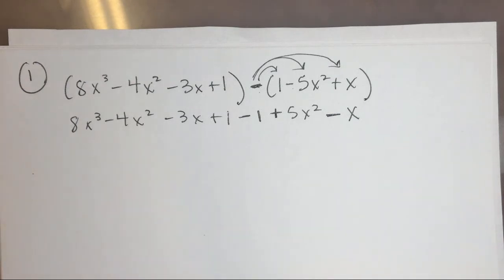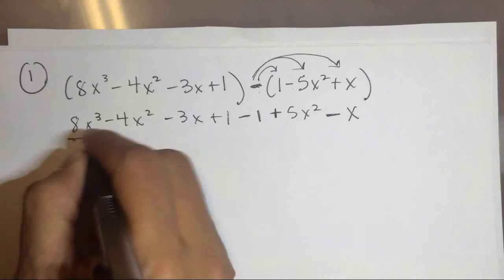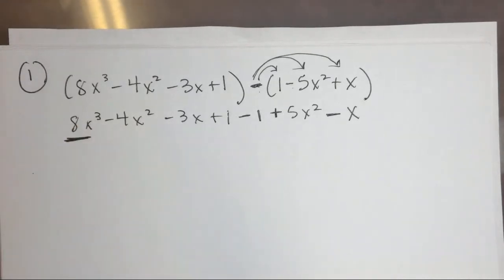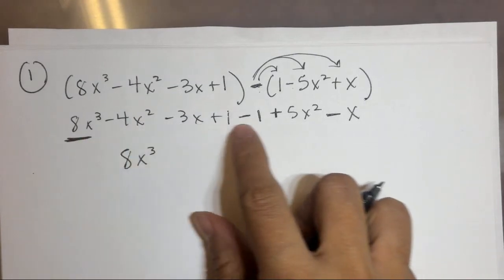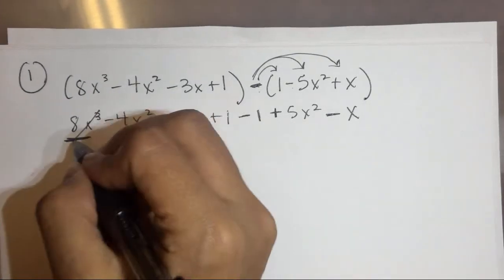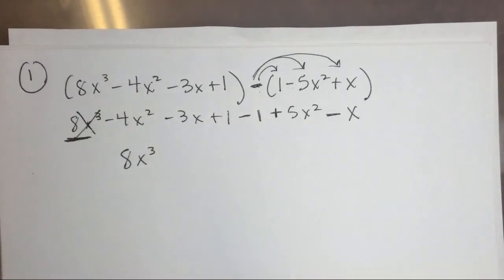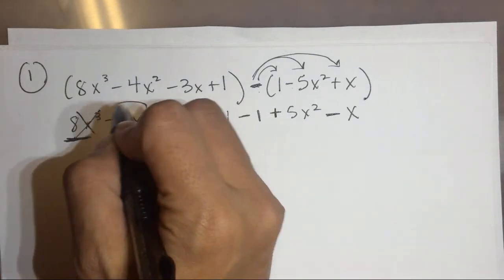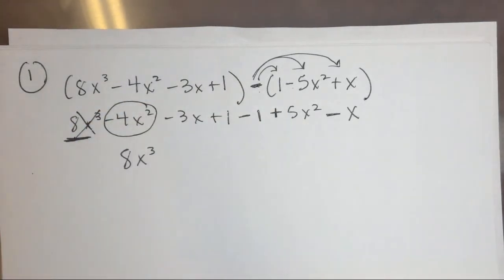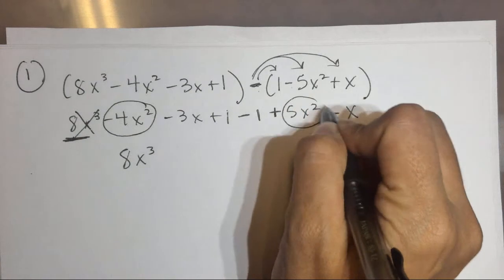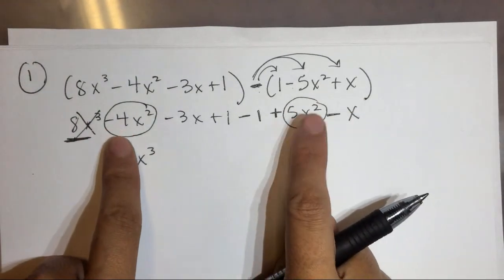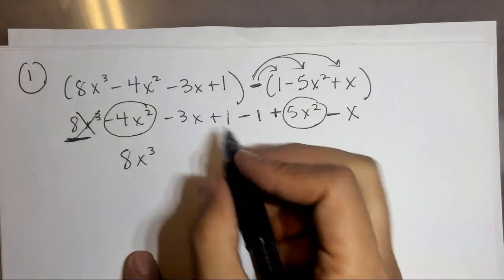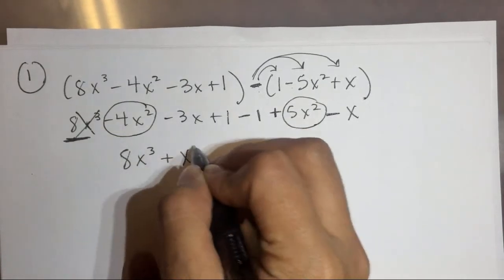So start with highest power. So right here I have the highest power with the cubed. So I have 8x cubed. There's nothing else with 8x cubed, so he's done. Now I'm looking for squared. So you guys see here this guy has negative 4x squared and this guy is 5x squared. So I can smush these guys together. So 5 minus 4 is positive 1. So just going to put positive x squared.